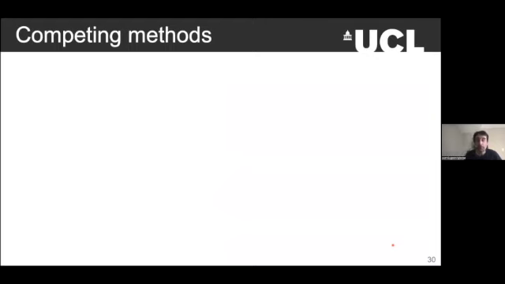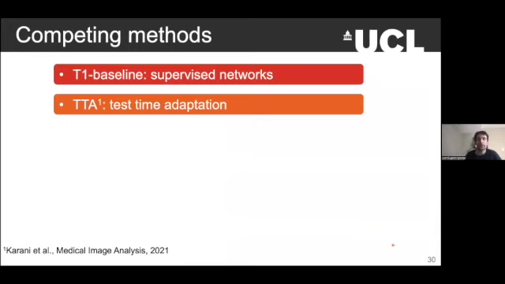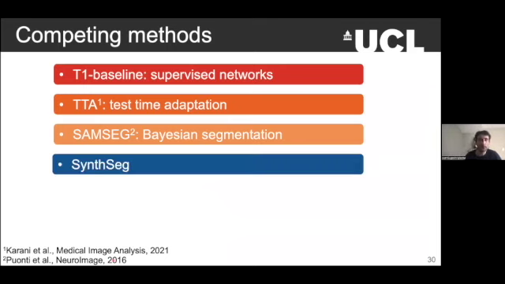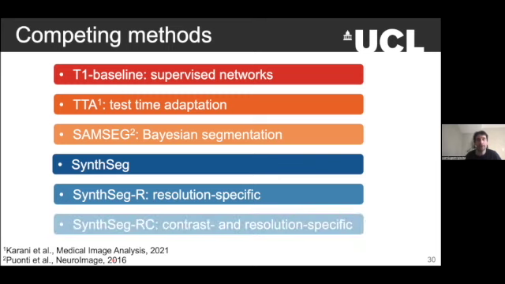And as competing methods, we use supervised networks trained on T1 scans. We use test time adaptation. This is the method I mentioned earlier, which is by the folks at ETH in Zurich. We tried our Bayesian segmentation tool, SAMSEG, which is available in FreeSurfer. Our method, SynthSeg. And then, this is why I introduced them earlier, the resolution and contrast specific versions of SynthSeg.